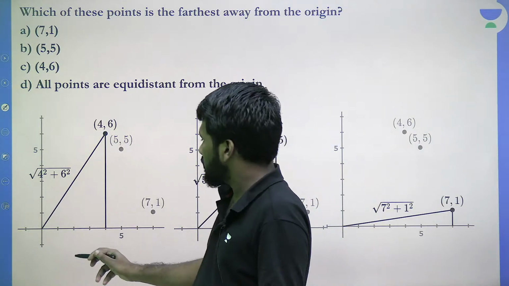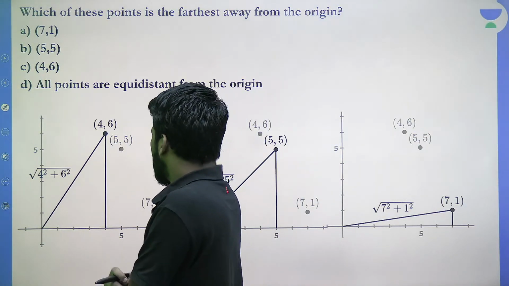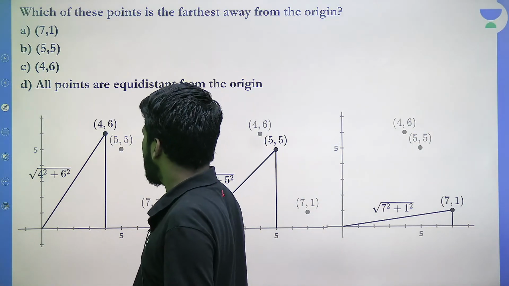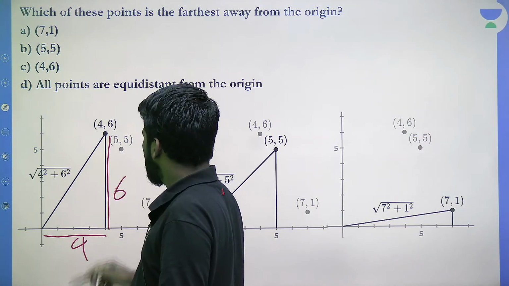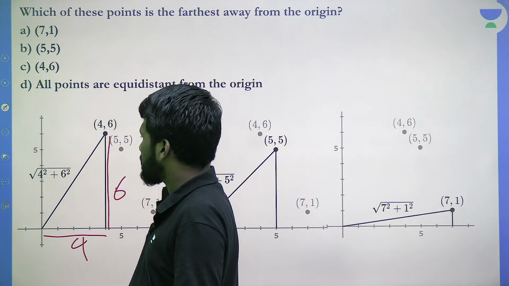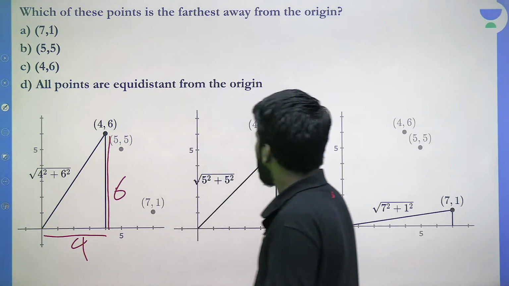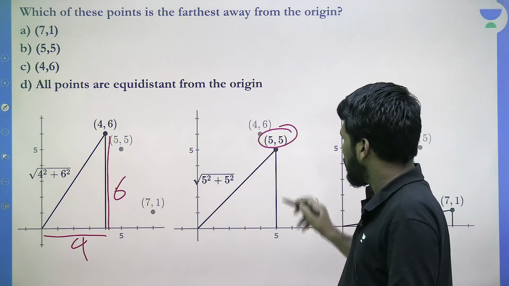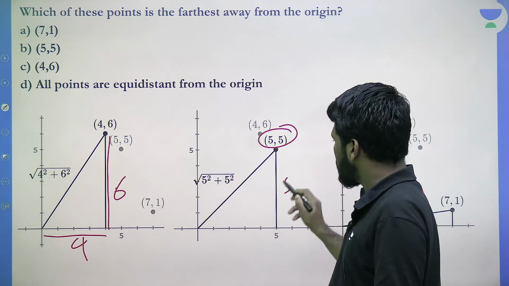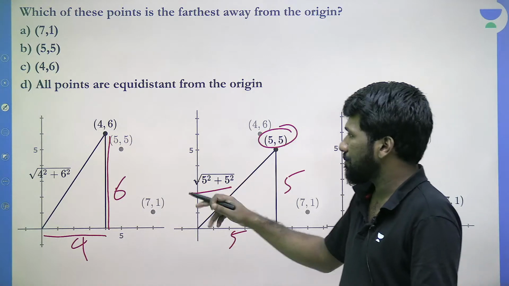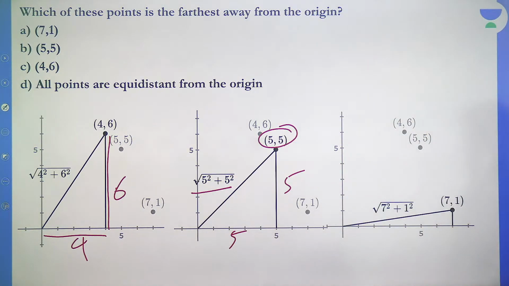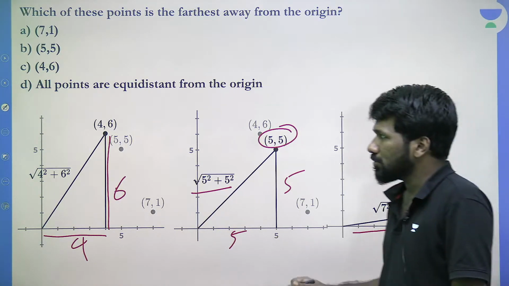So this point, if you consider, now you just look at the horizontal and vertical distances only. Horizontally it is separated by 4, vertically 6. So the square root of 4 squared plus 6 squared will be this distance. Are you understanding? Similarly, the second point is 5, 5. Horizontally 5, vertically 5. So the square root of 5 squared plus 5 squared will be the distance between those two points. And here horizontally 7, vertically 1. So the square root of 7 squared plus 1 squared will be that. All of you understood that much?